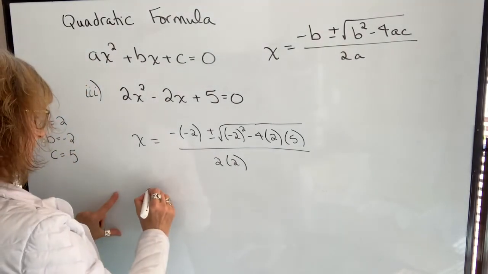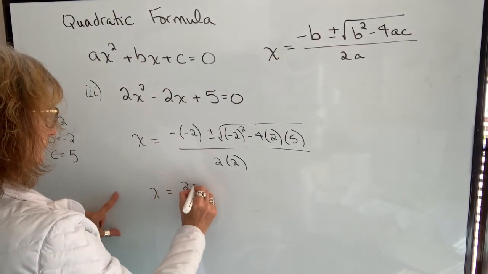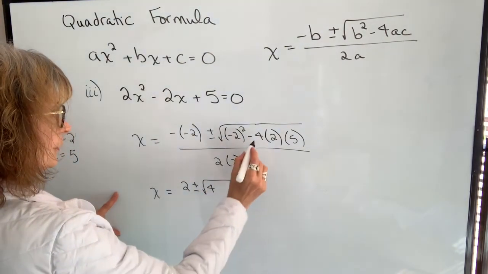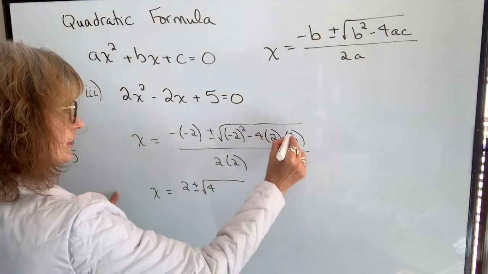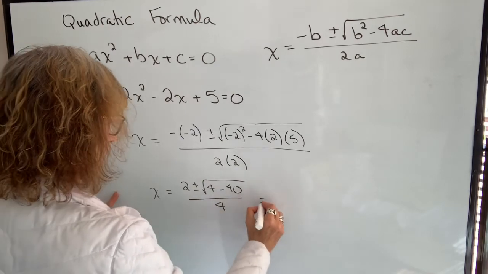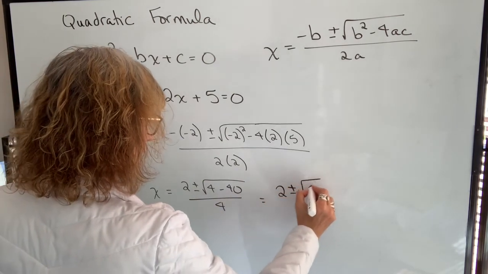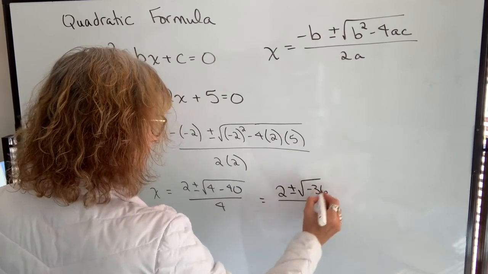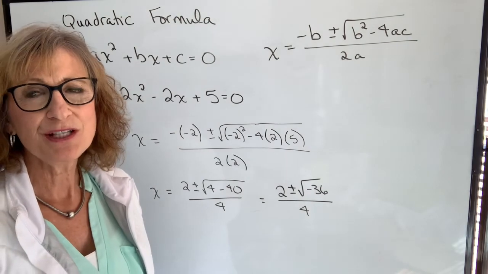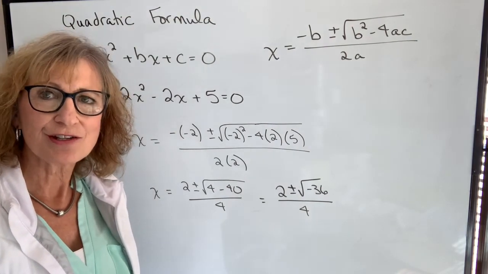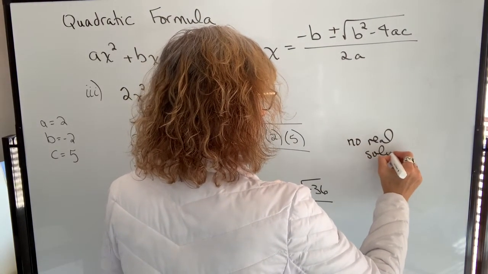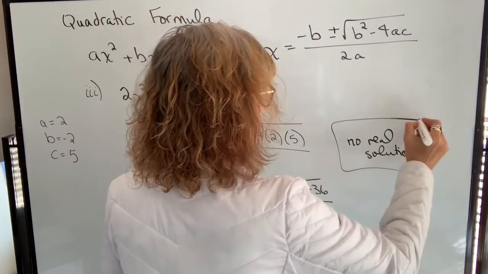Let's simplify. So negative 2 squared is 4. 4 times 2 times 5 is 40. 4 minus 40 is negative 36. That's an imaginary number, which means this quadratic equation has no real solution. And we're done.